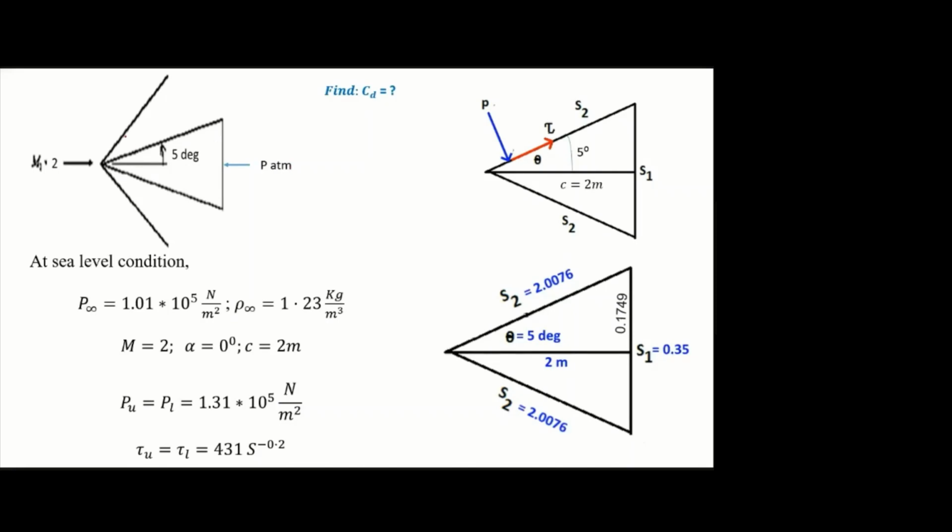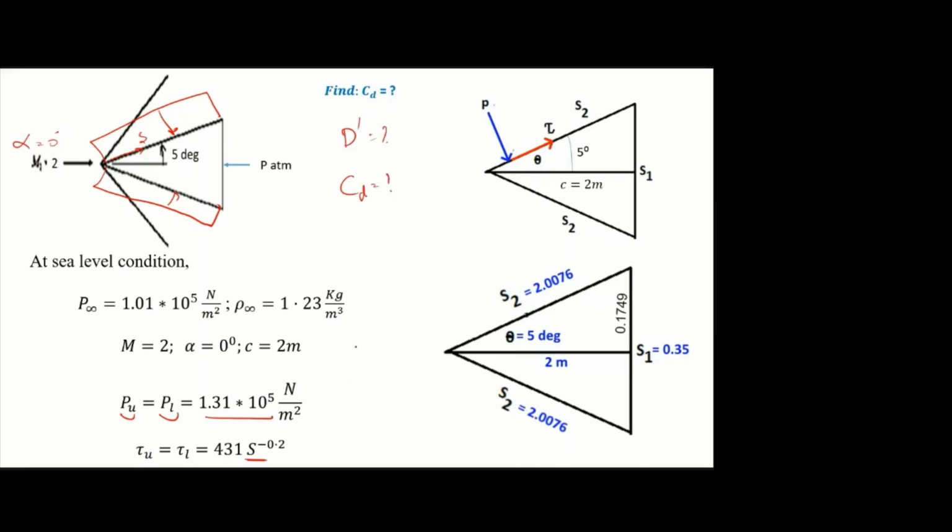Yes, sir. Okay. So as it is a flat surface, the pressure distribution is constant. So PU is equal to PL, because at 0 degree angle of attack it is symmetric. So it is constant. Only shear stress varies along the distance S. Now we know the formula for N dash, A dash, L dash, D dash, everything. So we can find the D dash, then we can find the CD.